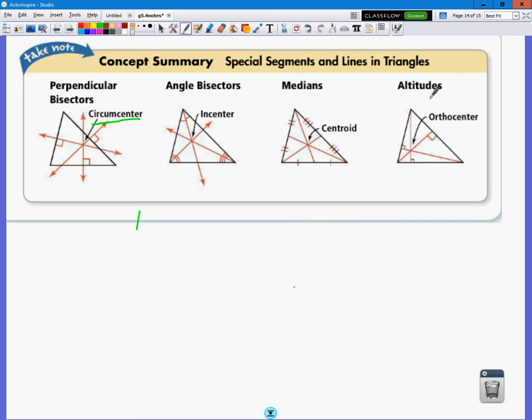The point of concurrency of the altitudes is the orthocenter, and the biggest reason that this one's important is if they tell you it's an orthocenter, then you know that all of these angles had to be 90-degree angles.